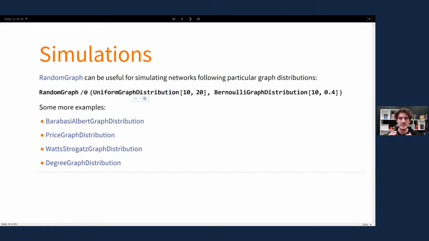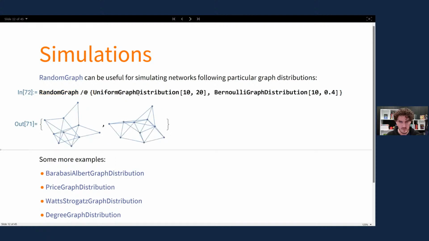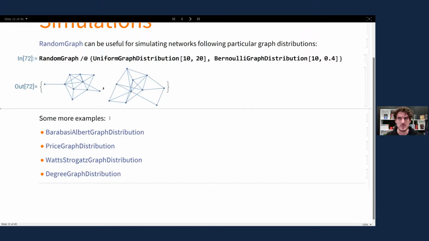So another way to get graphs is taking a random graph from a distribution of graphs. Here we can find a random graph from a uniform graph distribution with n vertices and m edges, so 10 vertices and 20 edges. And a Bernoulli graph distribution is another kind of graph distribution, which I'm not going to go into here, but this is the kind of thing you get. Run it again, you'll get a different one because it's random. Okay, and then here are some other examples of graph distributions.